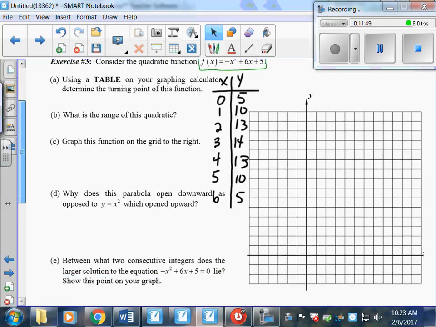So we have 0, 5. Here's my X and here's my Y. So 0, 5, 1, 2, 3, 4, 5 is here. 1, 10, 6, 7, 8, 9, 10. The next one is 2, 13, 11, 12, 13. Then up to 14, that should be 3. And then we come back down again, over 1, down, over 1, down.